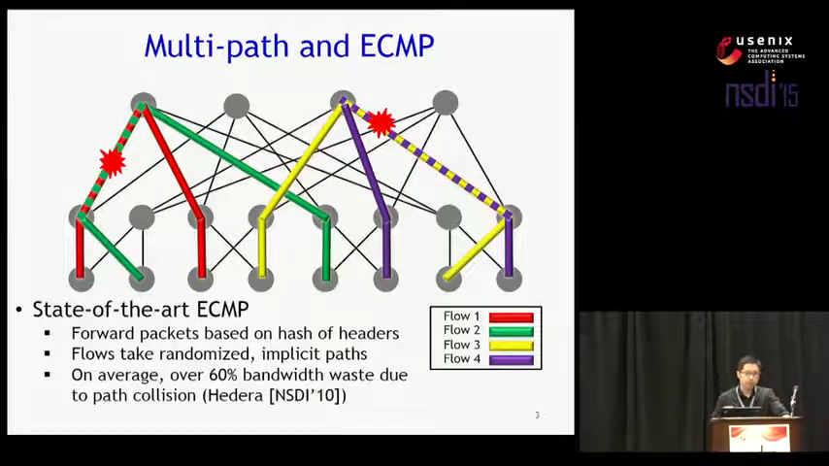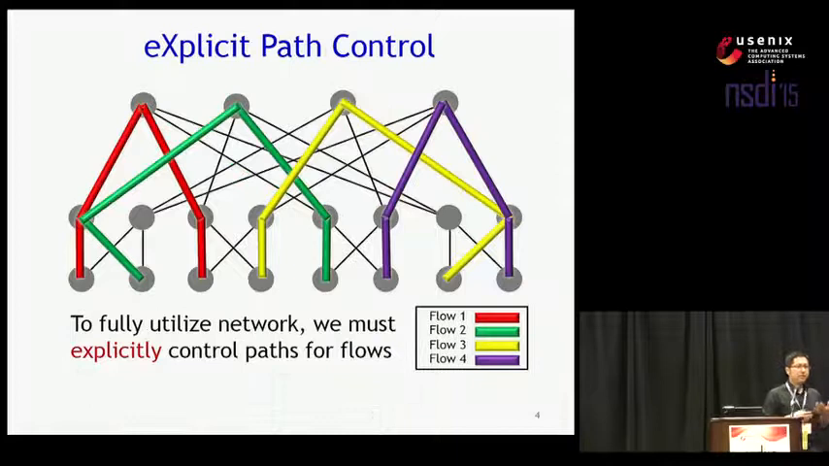So in order to fully utilize the network bandwidth, the prerequisite is that we must be able to explicitly control the end-to-end path. With explicit path control, we can map these elephant flows onto different parallel paths to fully utilize the network capacity. Nowadays, the requirement of explicit path control is prevalent in new data center applications. In the next few slides, I will introduce several of them.